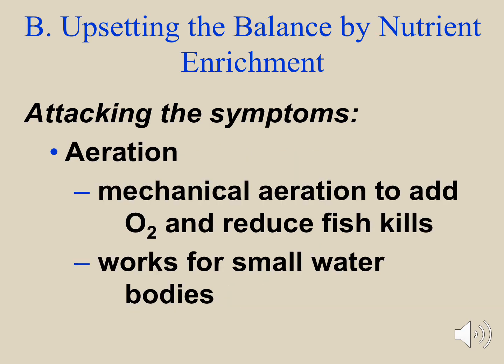Another way of attacking the system is to artificially introduce oxygen into the deep water of the system. That will prevent fish kills. You can mechanically add oxygen to the water to reduce fish kills. And this would work for a small body of water, something 20 acres or smaller in size, but it's an ongoing expense. If it's a large body of water, mechanical aeration isn't going to do you any good.